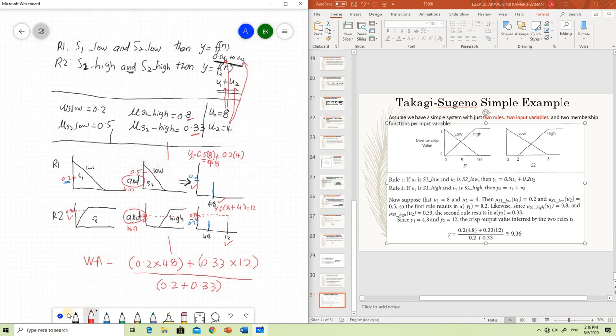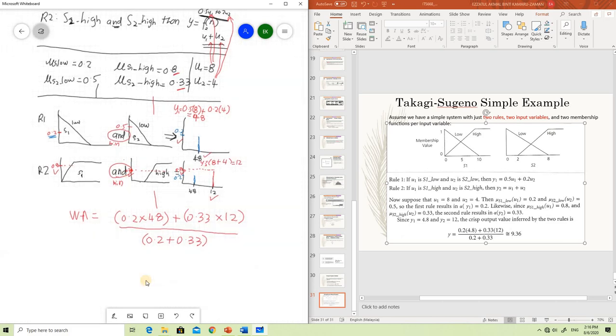So from there, what would be your weighted average? Equal to 9.36. So it will be somewhere around here, 9.36. So your result of Y is 9.36. If you are given U1 is 8, U2 is 4, then your output is 9.36. So that is how we are going to do the Takagi Sugeno example, right?